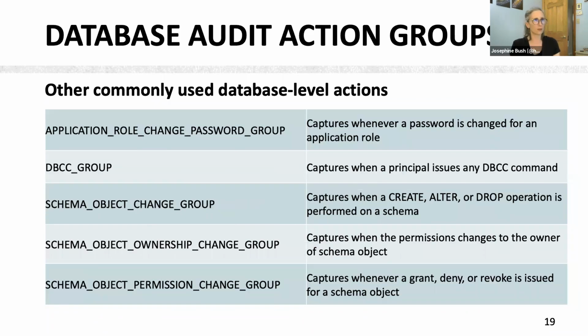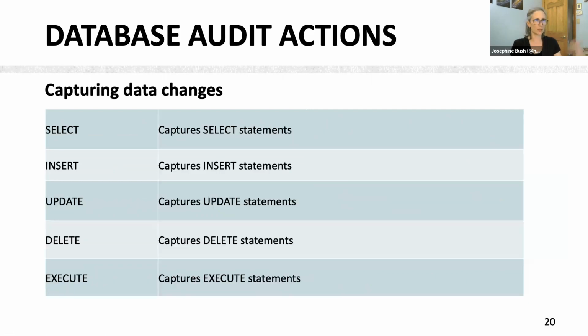And you have another slide of some more stuff that you can do at the database level with schema changes and application role changes and such. So those are database. And then we have more database audit actions. These here are only in a database audit specification, though. You cannot get select statements at the server level or something like that. This only happens in the database. So this is only at the database audit.